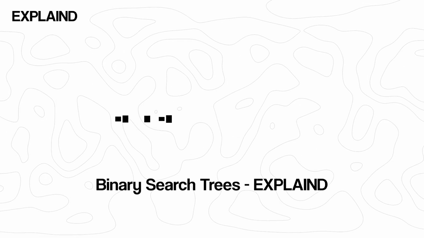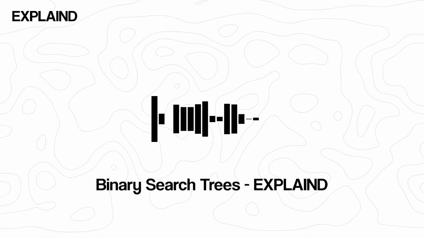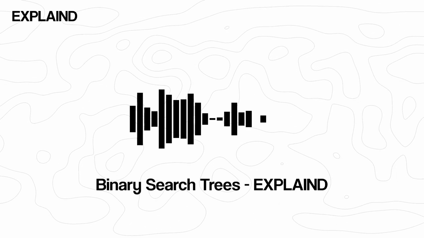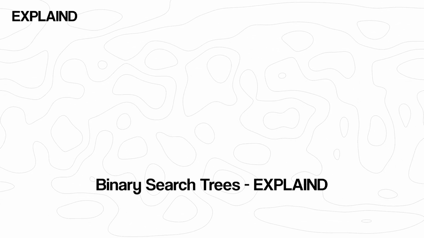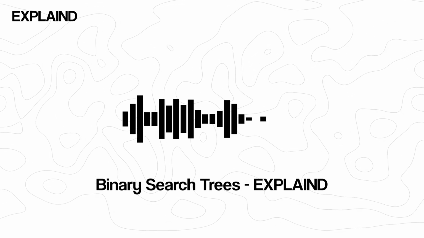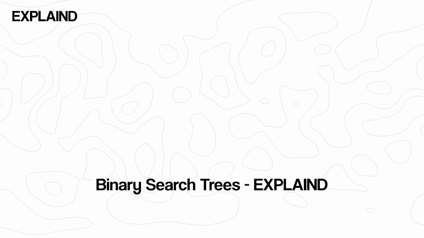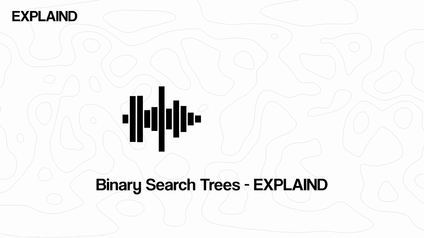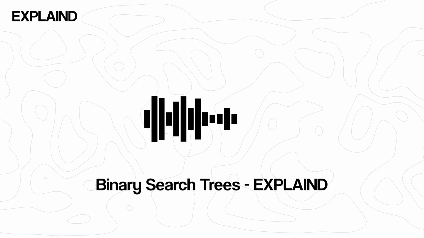Oh, okay, I'm listening. So in a regular BST, each node has pointers to its left and right children. Right. But in a threaded tree, if a node doesn't have a left or right child, those pointers are used to point to the node's in-order predecessor or in-order successor instead. Hold on. In-order predecessor and successor. What are those? Imagine you're reading a book and you want to jump to the next page or the previous page. Okay, I do that all the time.